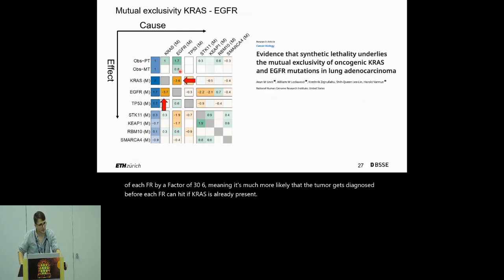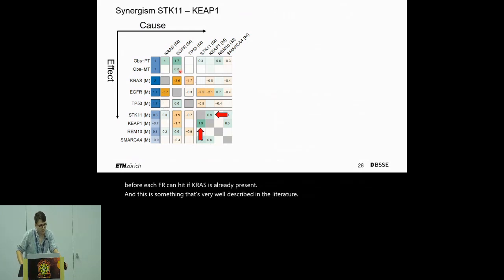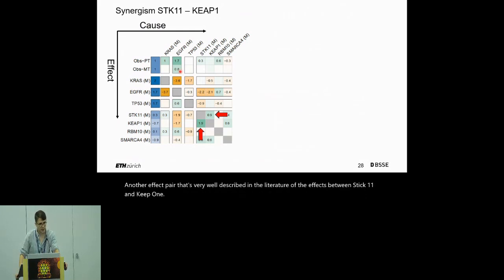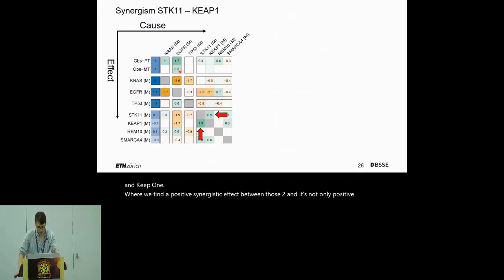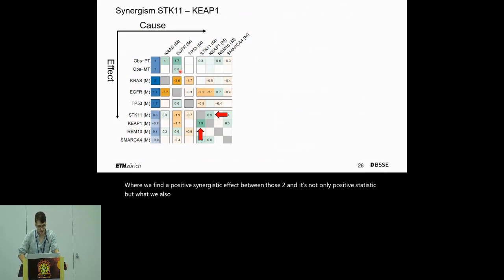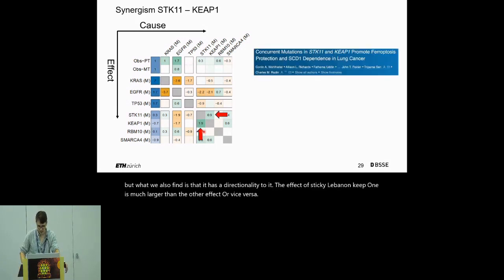And this is something that's very well described in the literature. Another effect pair that's very well described in the literature are the effects between STIC11 and KEAP1, where we find a positive synergistic effect between those two. And it's not only positive synergistic, but what we also find is that it has a directionality to it. The effect of STIC11 on KEAP1 is much larger than the other effect, or vice versa, which we can also find evidence for in the literature.